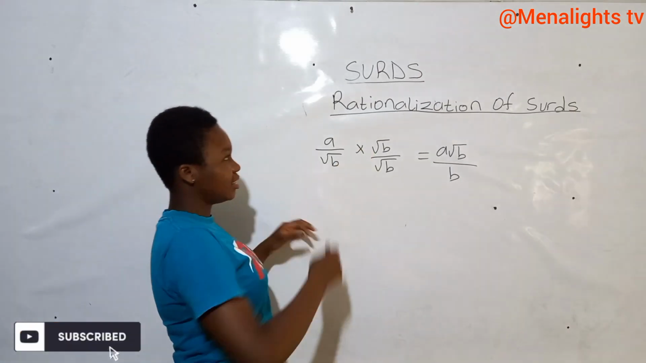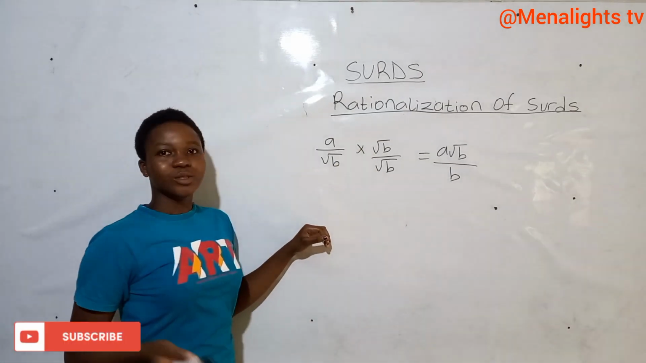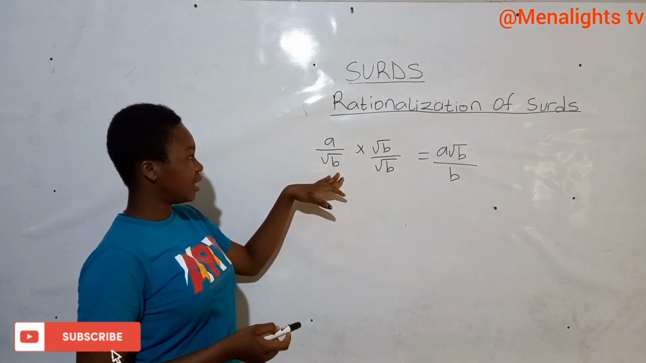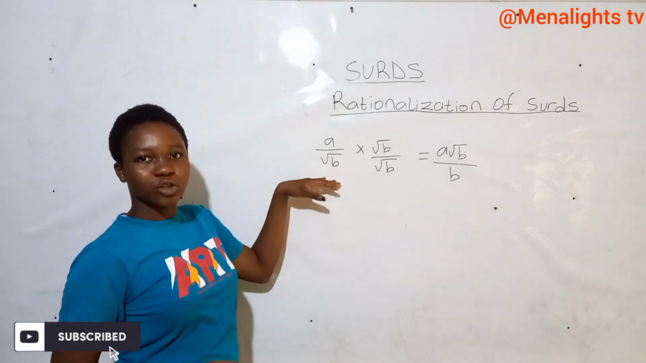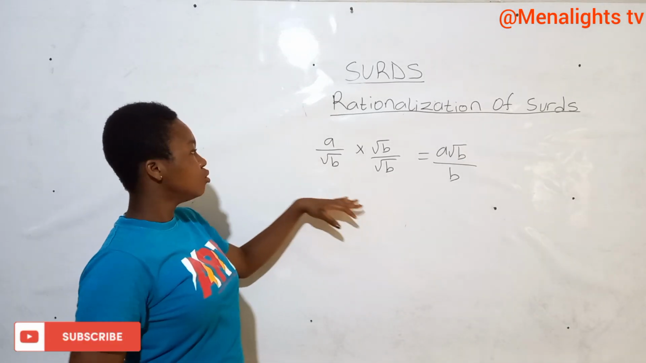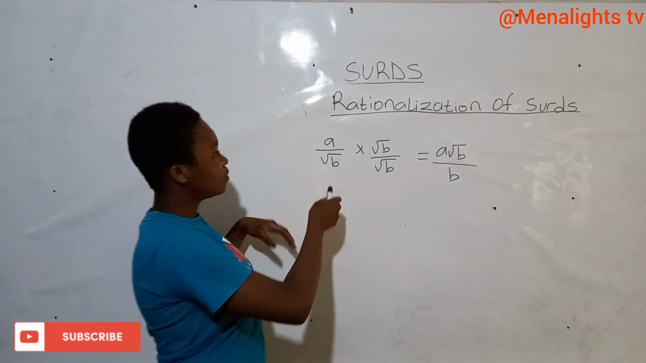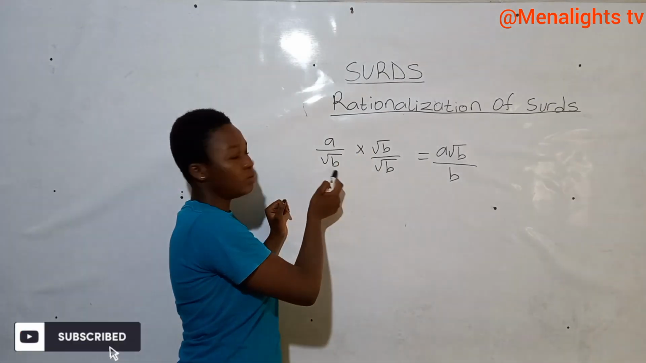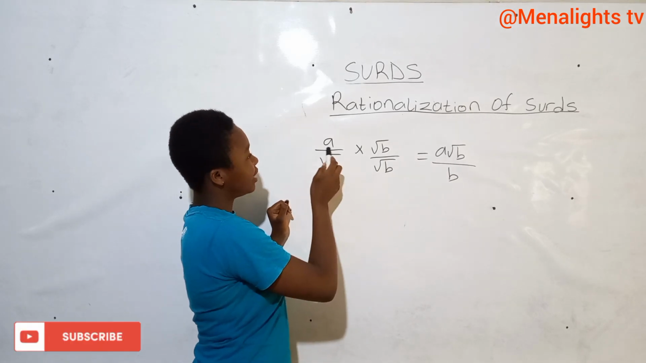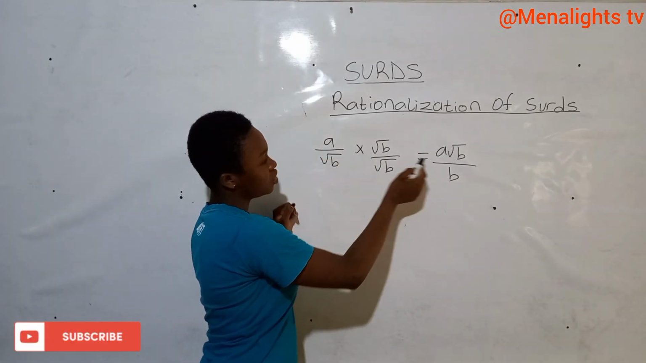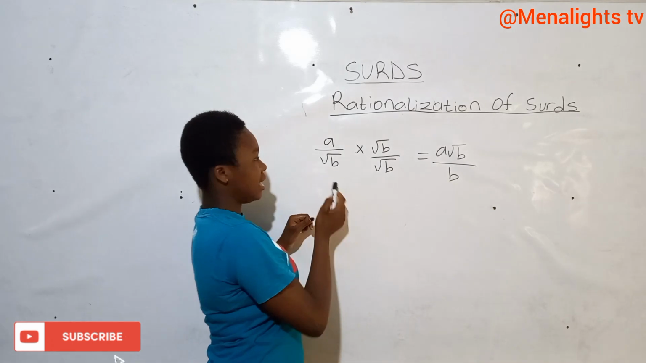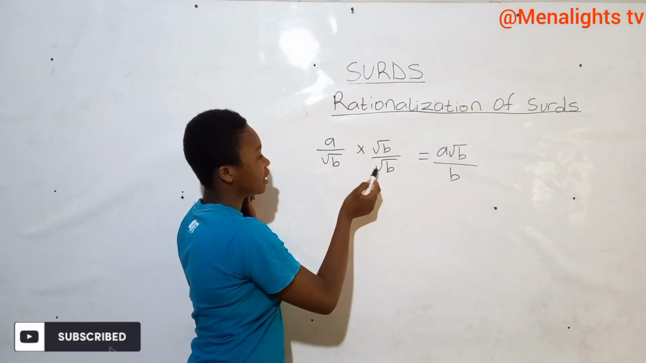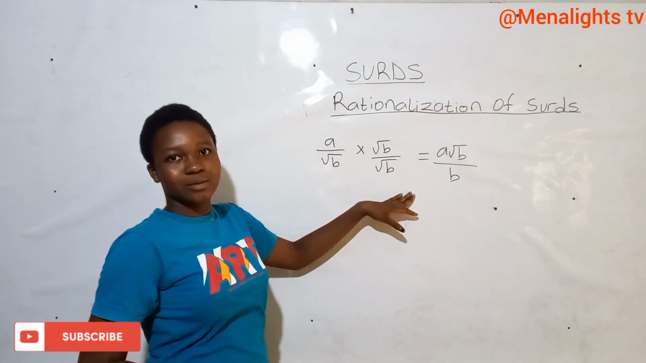Let's come to rationalization of surds. So when we talk about rationalization of surds, we just want to make the denominator, which is an irrational number, become a rational number. So when we want to do that, we just multiply both the numerator and the denominator by the denominator here. So when we multiply this, we get a times root of b, which is equal to a root b, and then root of b times root of b is equal to b, because the square root signs are cancelling each other. So we get b.